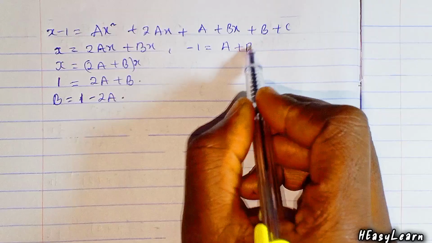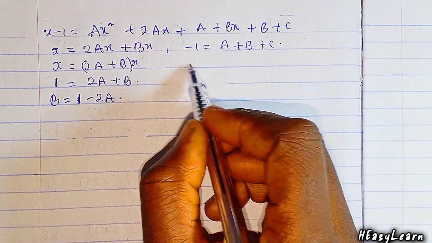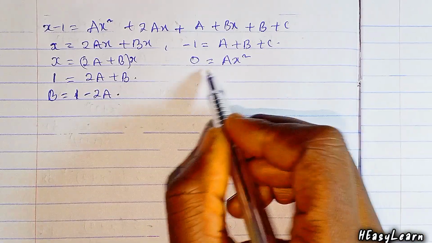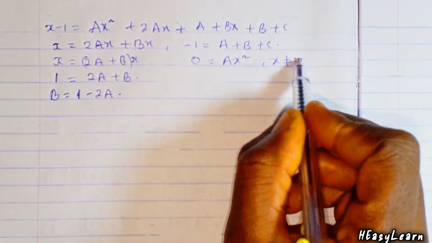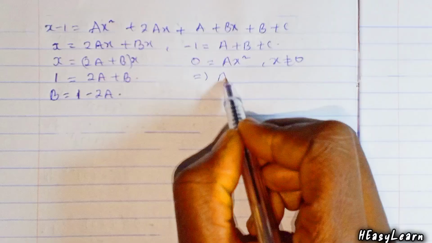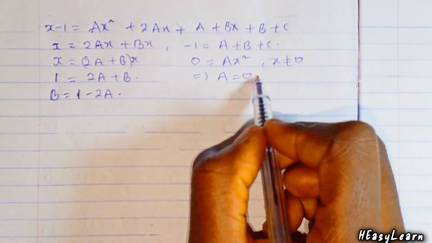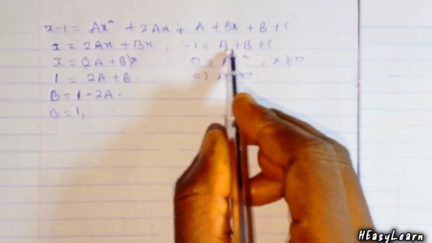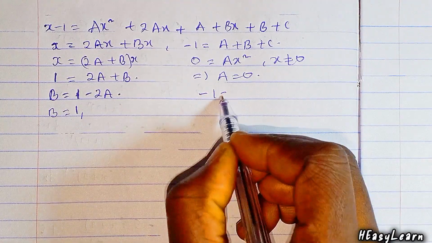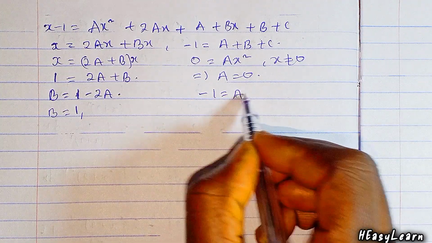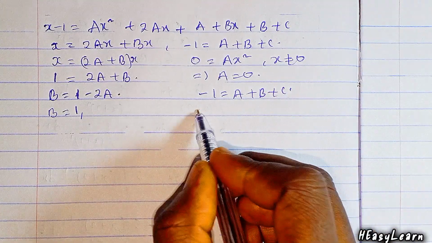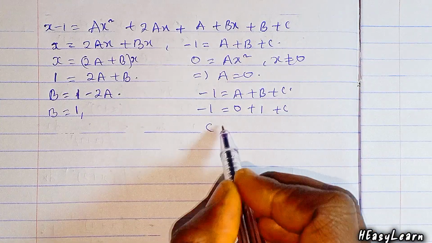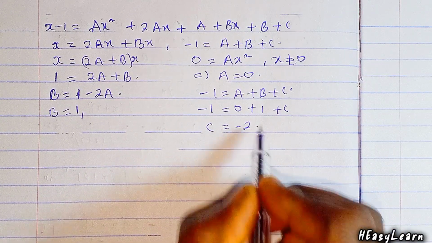This is a plus b plus c. Again, 0 equals any term that has x squared. This implies that x can never be 0, so a equals 0. If a equals 0, what do we have here? We have b equals 1. Then if a equals 0 and b equals 1, what is this expression? Minus 1 equals 0 plus 1 plus c. c will be equal to minus 2.